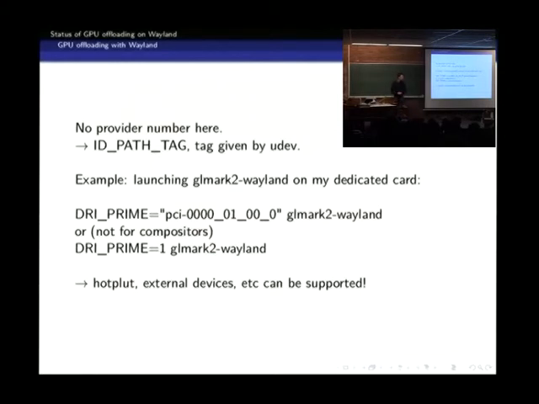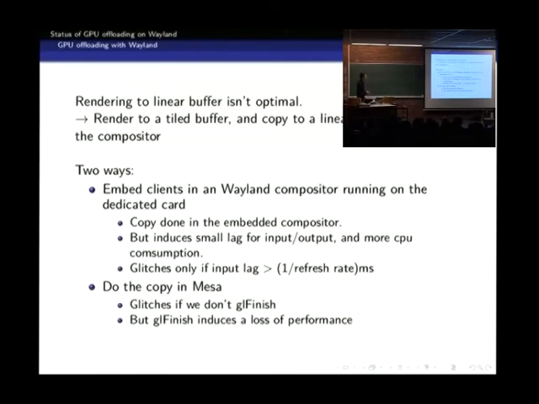OK, so hotplug can be supported because there is no server-side code to detect there is a new device and do something with it. So that's cool. But as we said, we are going to share a linear buffer with the compositor when we don't use the same card as the compositor. So it isn't optimal to render to this buffer. And we said that we want to render to a tiled buffer and do a copy to a linear buffer. So how can we do that? There are 2 ways. The first way is to say, well, compositing, it's light. We can do compositing to a linear buffer.